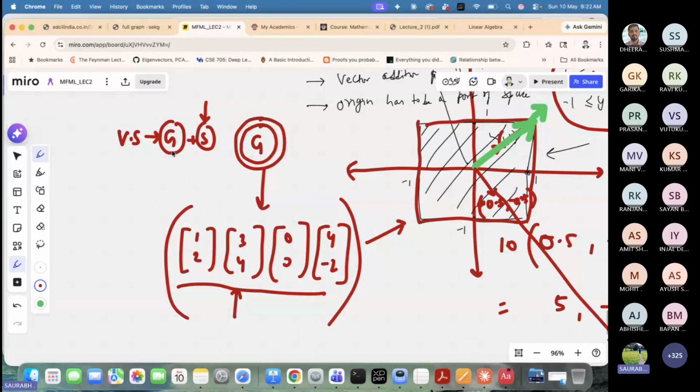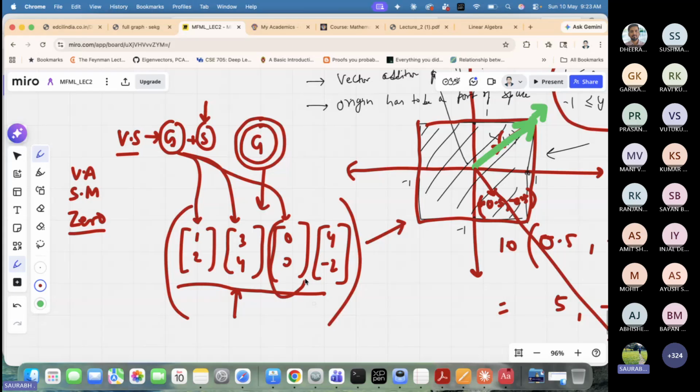Now think of whether all the properties of groups are valid here for these four vectors. The three important things that I told you are vector addition, scalar multiplication, and the zero vector. The zero vector is there already, which is fine. But can you do vector addition and still be a part of this set?